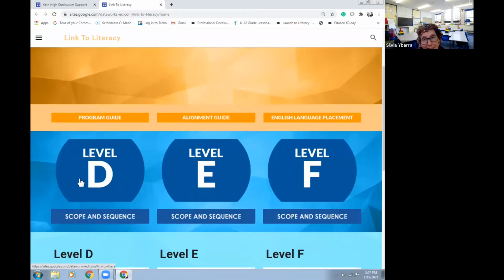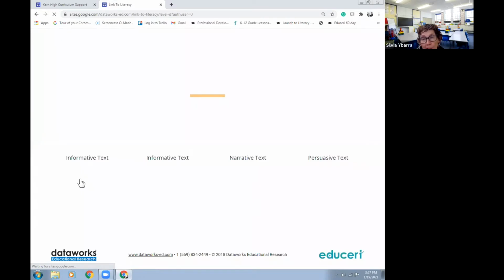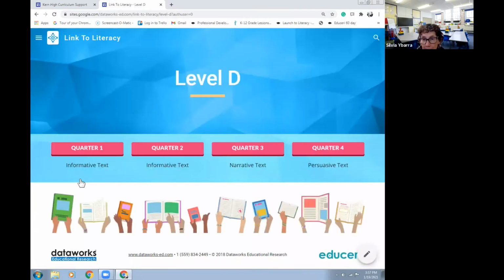But if you take a look at the ELD standards, they really want you to teach the students not grammar as a mechanical process, but grammar as a means of communicating. And that's the way we write our lessons.